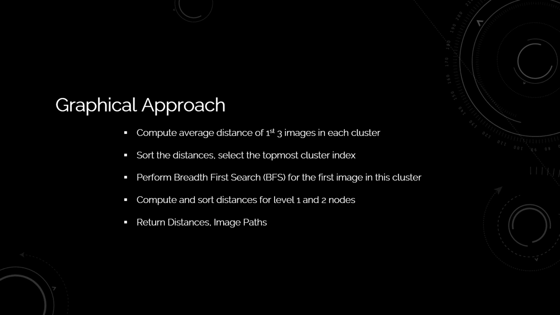The initial part of the graphical approach that we used is quite similar to the clustering approach, wherein we computed average distances of the first 3 images in each cluster. We sorted the distances; where in the earlier one we took the top 4 indices, here we only took the top first cluster index, and we performed breadth first search (BFS) traversal for the first image in this cluster. We computed and sorted the distances for level 1 and 2 nodes, and returned the distances in image paths. For level 1 nodes, we used one core of the CPU, and for level 2, we used another core of the CPU.